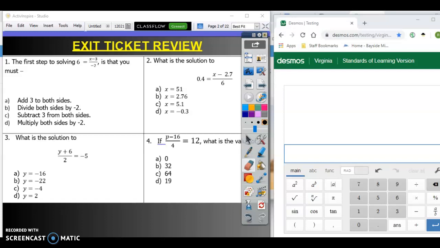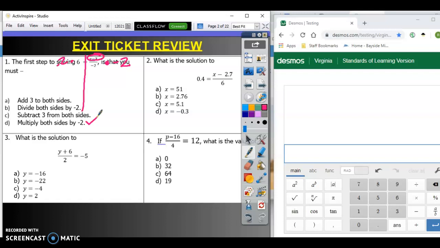So the first thing I always have you guys do is separate the two sides of your equation and circle whatever's with the letters. So when you read it, it says x minus 3, so that's the part you're going to leave alone. It says divided by negative 2, so the first thing you would do is multiply by negative 2. So we go down, we find that answer, and it's D.